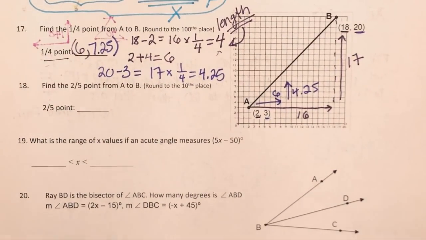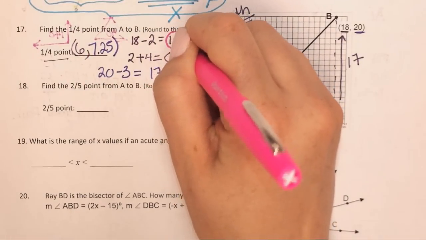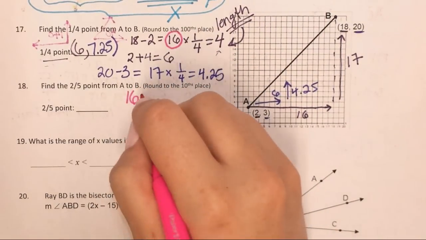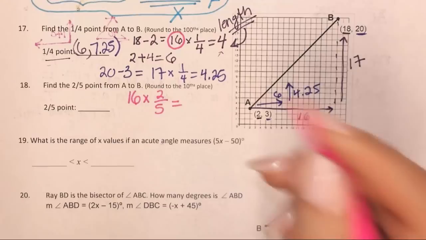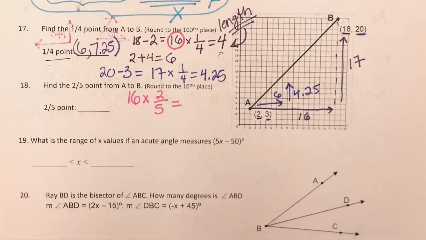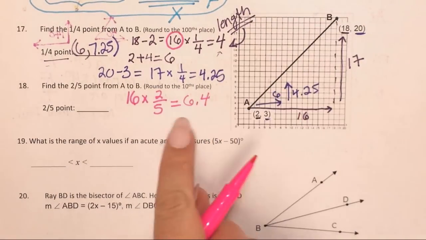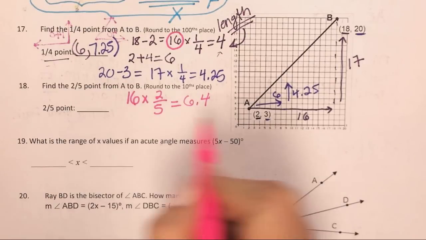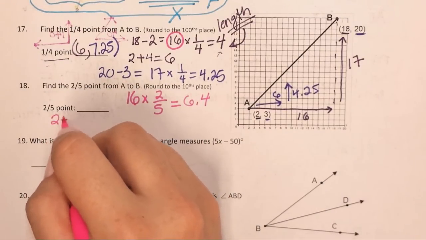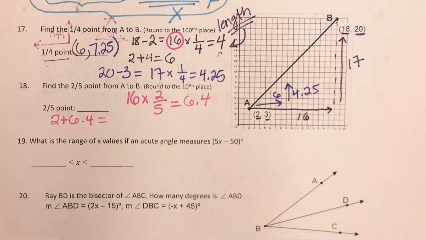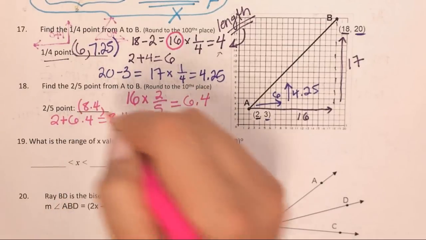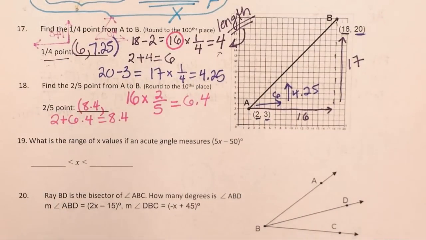Okay, next find the 2/5 point. So this is easier now that we've already gotten our distance. I'm going to take that original 16 that I had, bring that here, but this time I'm going to multiply it by 2/5. And that gives me 6.4. This is not your answer. This is the length. So you need to add it to your starting point, which was 2. So 2 plus 6.4 gives us 8.4. And that's my x-coordinate.